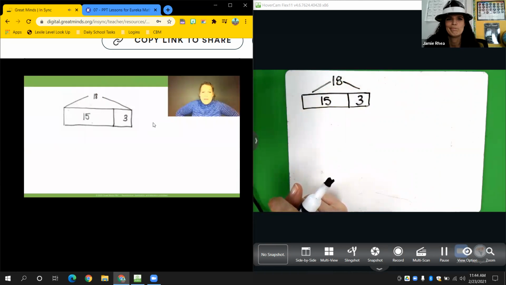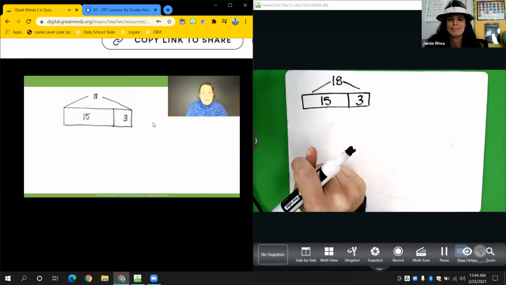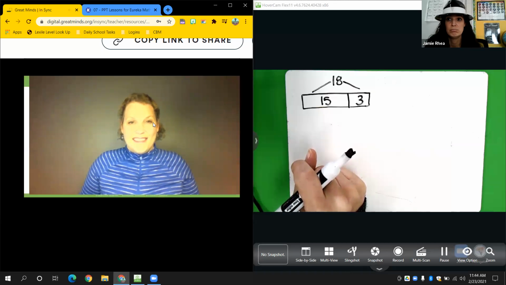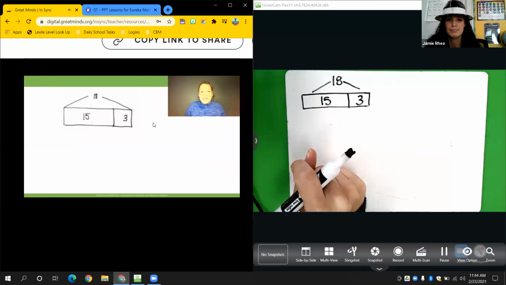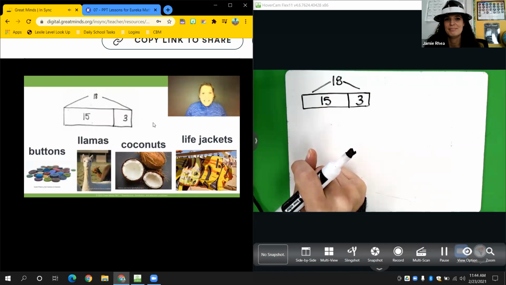In Nikhil's problem, the mystery number was one of the parts. But in our problem, the mystery number could be the other part or even the total. What else could be different? What we use. Yes, we could change what the story's about. We could have it be about buttons or llamas or coconuts or life jackets. It could be about anything.